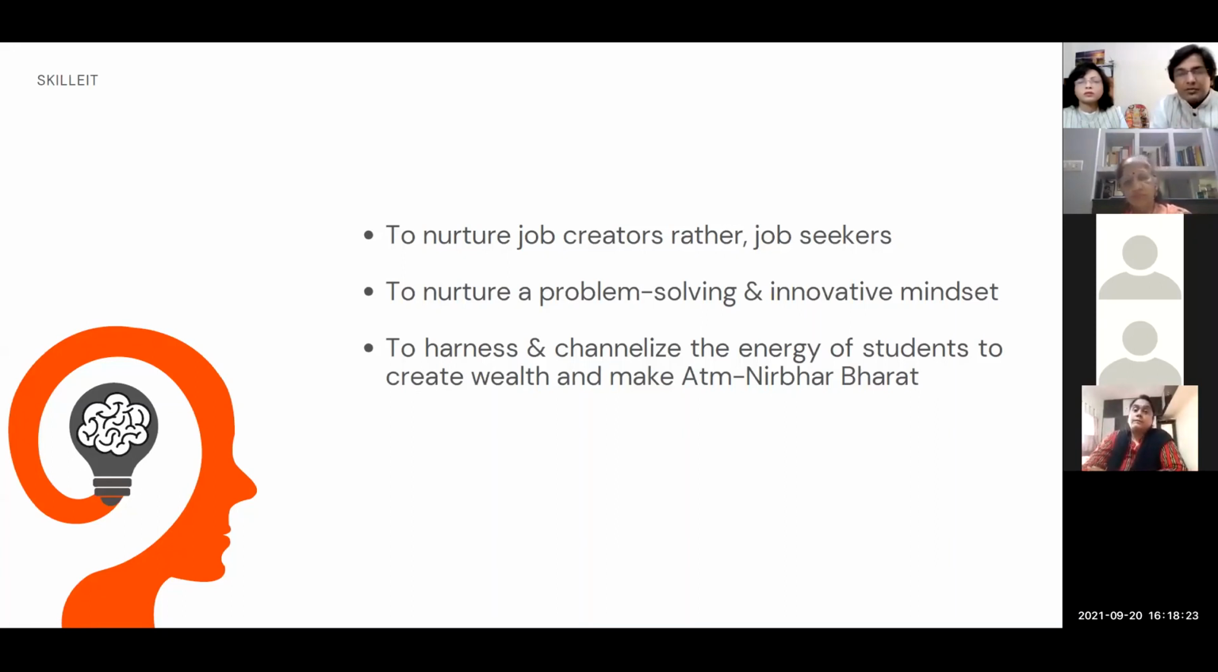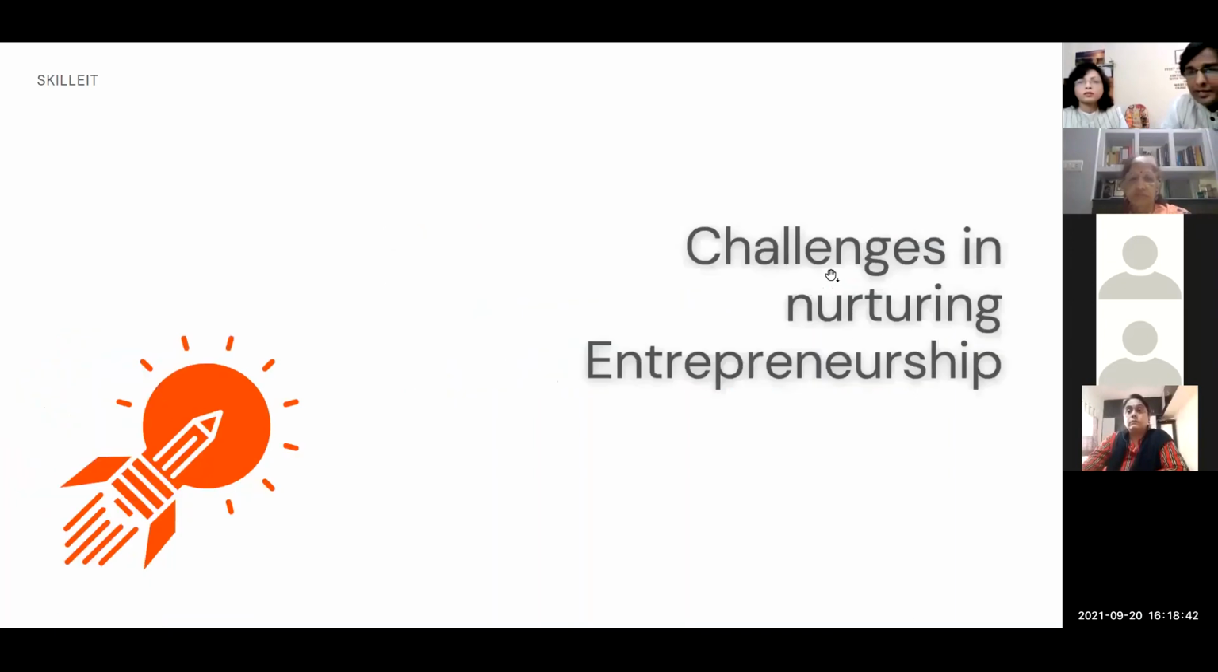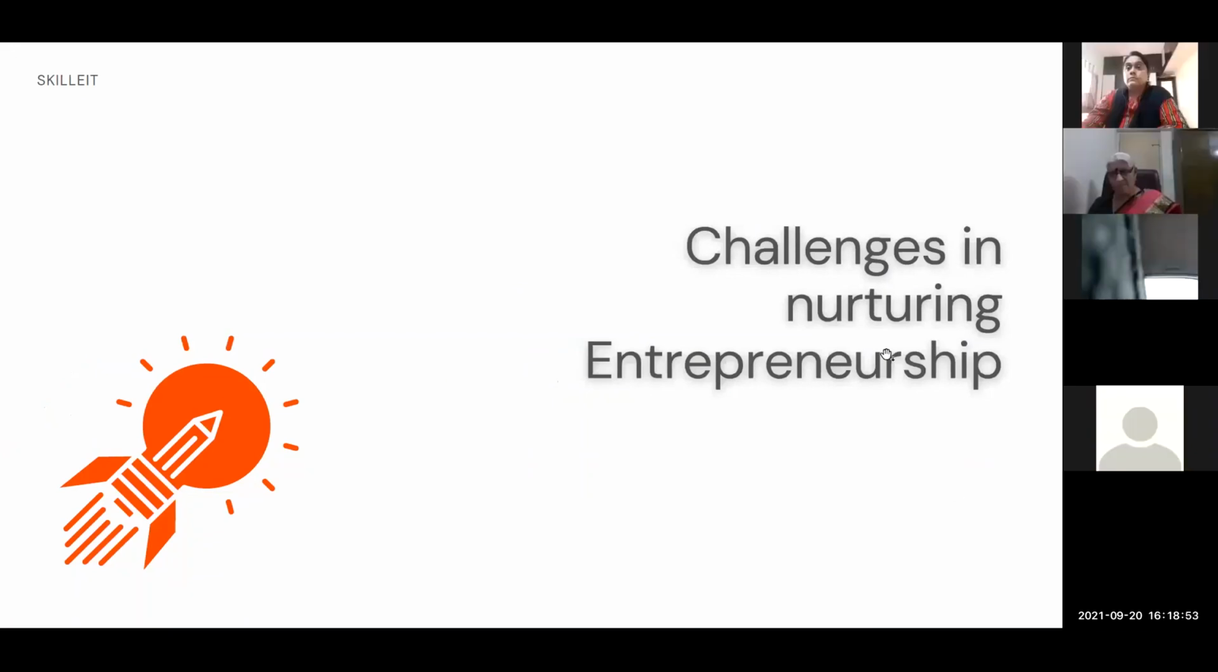Then third is, we are one of the youngest nations in the world. So how to harness and channelize the energy of the students, how to help them create wealth, not just for themselves, but for our nation, for the society, to make our nation an Atmanirbhar Bharat. So those are the very, very key challenges and the reasons why we should nurture entrepreneurship. And definitely, the earlier you catch them, the easier it is to nurture them. The later you try to do that, the more challenging it becomes. And definitely, it's a culture building process which takes its own time.